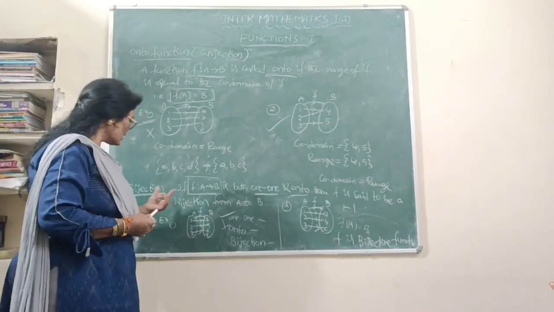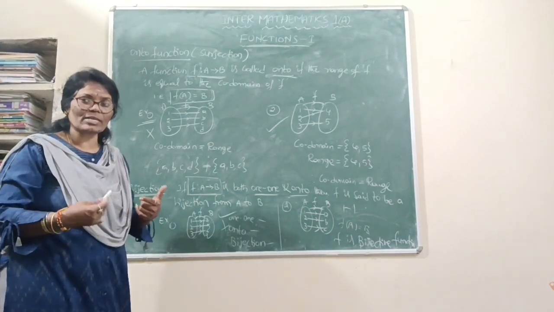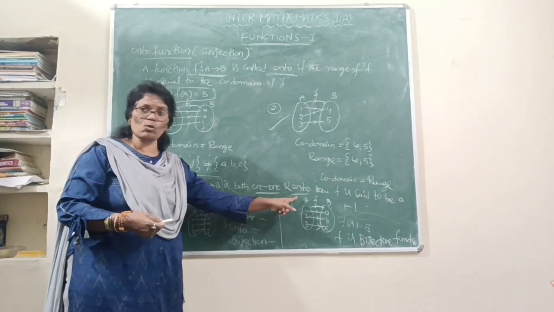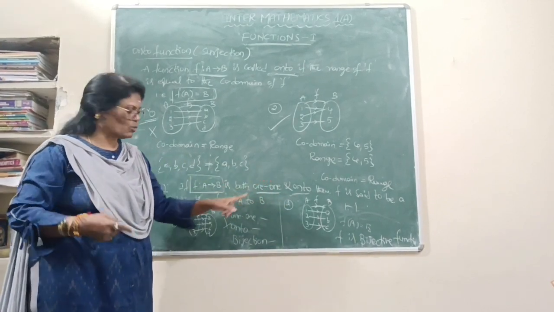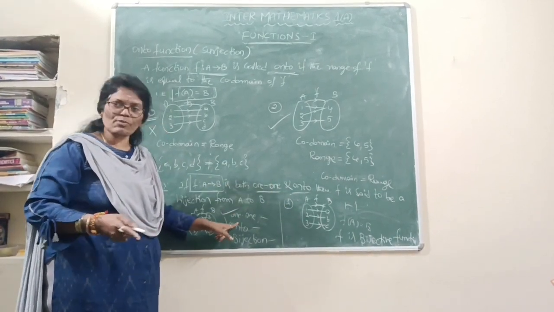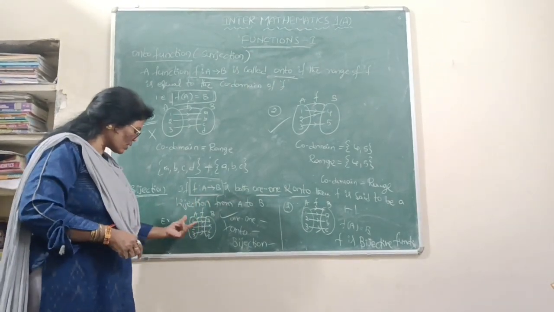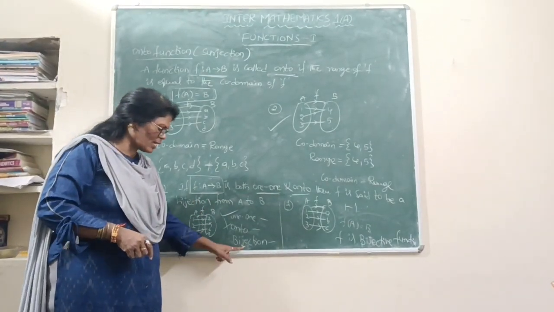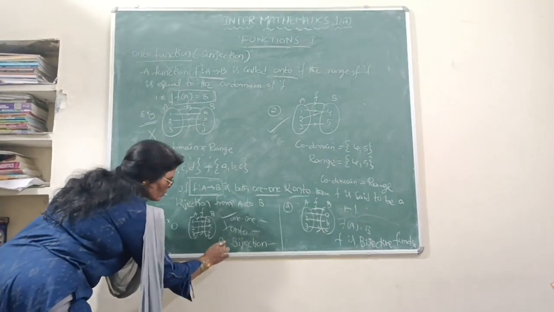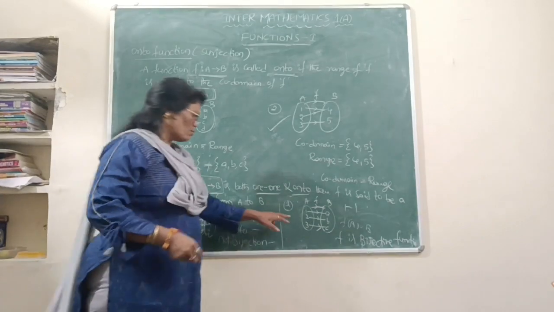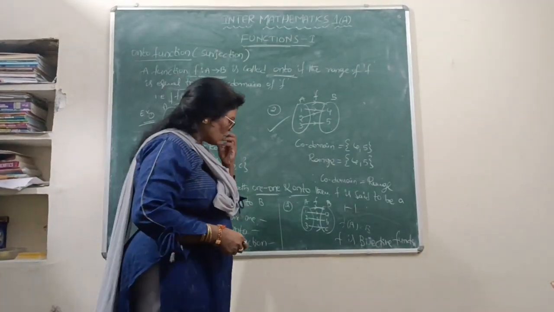Here we are checking the bijection condition. Bijection means it should satisfy both one-to-one and onto. If either one of the two is not satisfied, it is not a bijection. Therefore we can say this function f is not a bijective function. Okay, not a bijection.